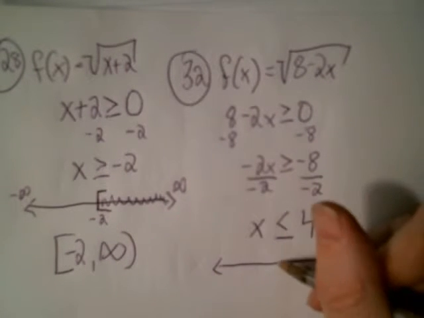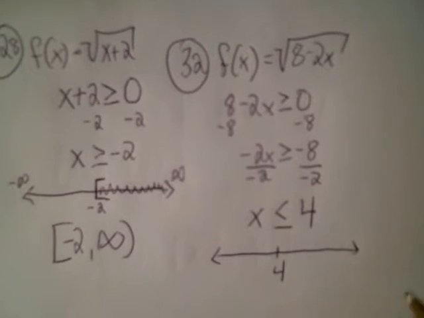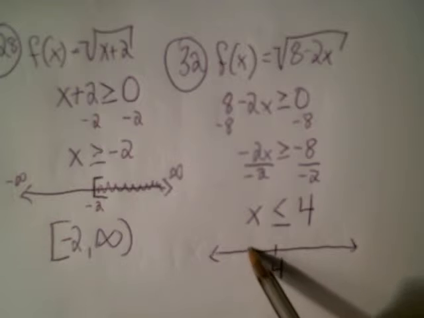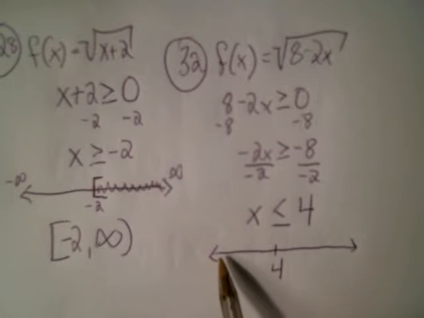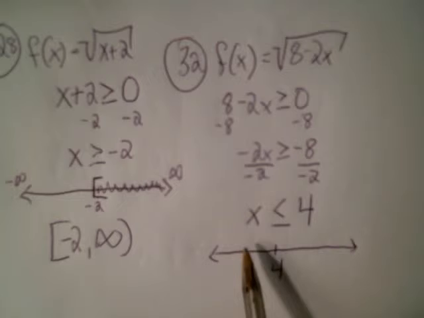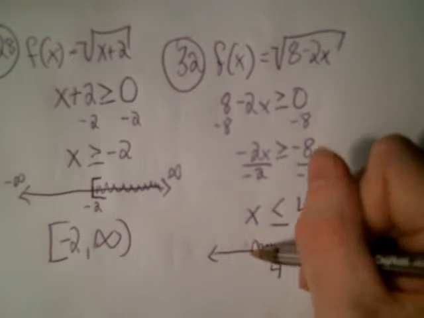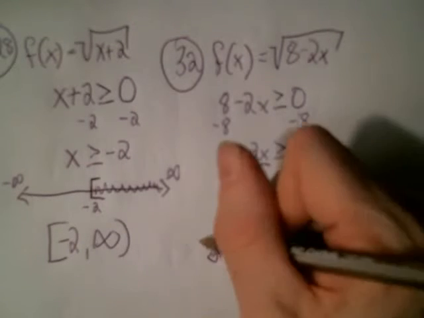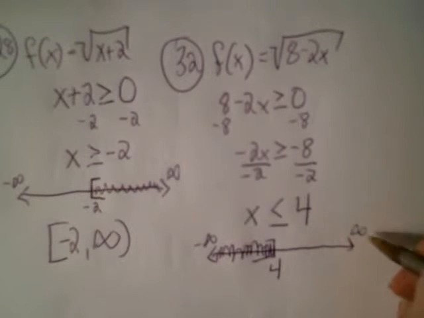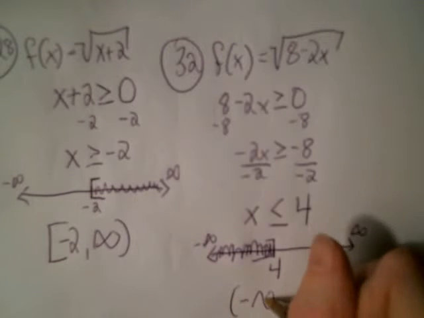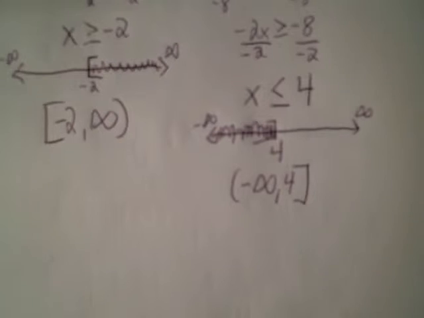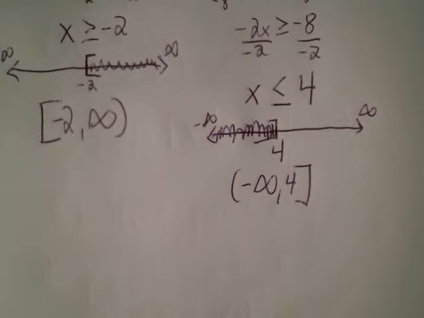Draw your number line, label 4. I want anything that is less than or equal to 4. So the numbers over here would be like 3, 2, 1, 0. 0 is less than or equal to 4, so it must be this side that's shaded. And again, we need to use a bracket. This time we're going towards -infinity. So I'll have negative infinity to 4. Okay, so that's the domain.